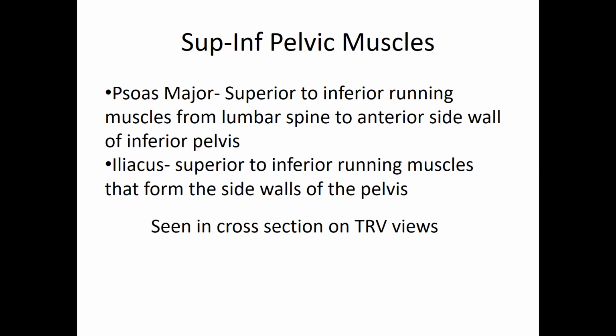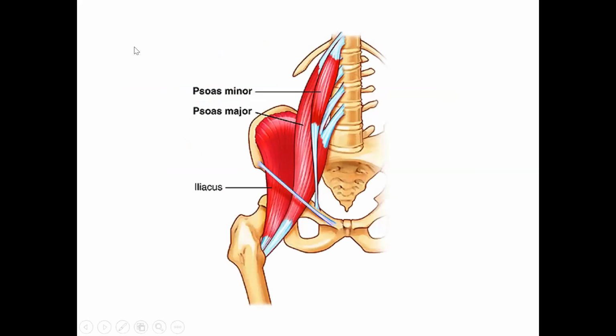When we're in transverse, we see these in cross section. They run from superior to inferior. So here's our psoas right in here. Our iliacus is more on the lateral aspect. And when we're in transverse, we're going to see these in cross section. And yes, you will absolutely confuse them for ovaries when you're scanning. And we'll get there next quarter.